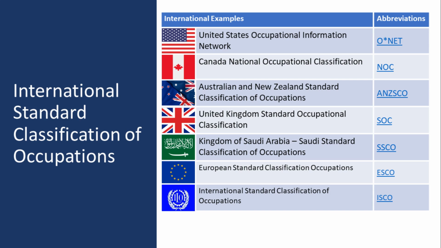In the United Kingdom, the system is called the Standard Occupational Classification, which is used for collecting and reporting labor market data. Saudi Arabia has its own version, the Saudi Standard Classification of Occupations, designed to align with both ISCO and the kingdom's national labor policies. At a regional level, the European Union uses ESCO, the European Skills, Competences, Qualifications, and Occupations framework, supporting mobility and skills recognition across EU member states.